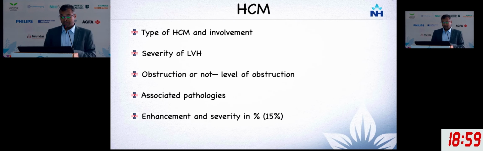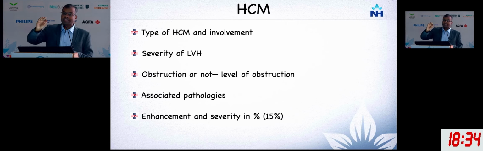So this is something we give in every report of ours. We talk about the type of hypertrophic cardiomyopathy, what is involved, the type of involvement. We also talk about the severity of LV hypertrophy. Whether obstruction is there or not is important. If there are any other associated pathologies, and you have to quantify fibrosis, because that is an independent prognostic feature for predicting sudden cardiac death and events in these patients. 15% is the published literature on this.